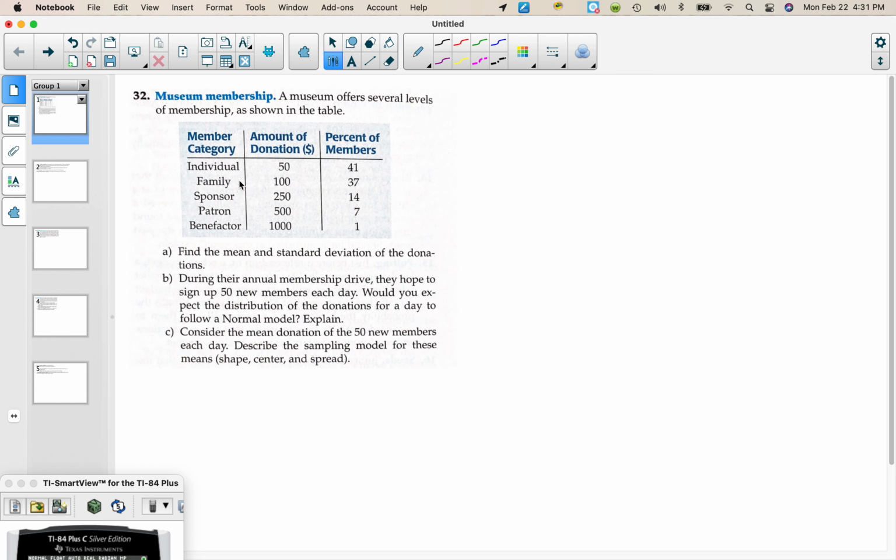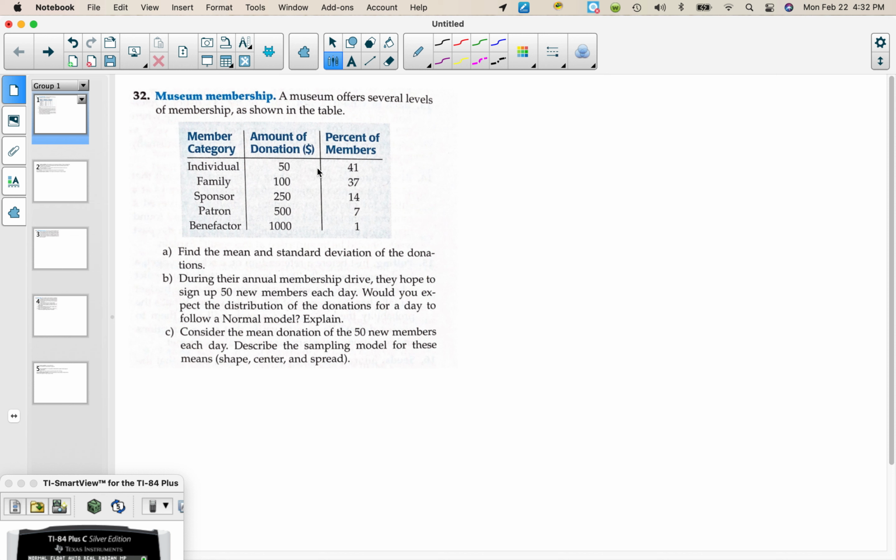So we've got the individual, and then they tell us the different member categories. They tell us how much it costs for each and the percent of the members that choose that. If you add up the percent of the members, this adds up to 100%. So the first question we're asked is to find the mean and standard deviation of the donations.